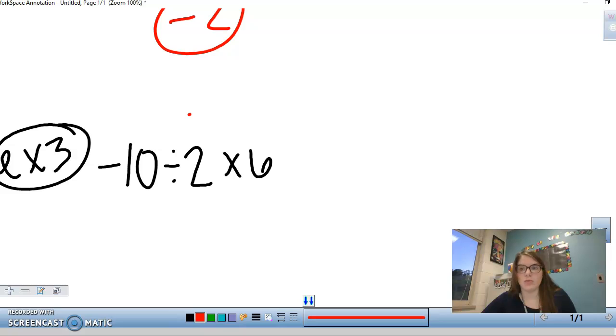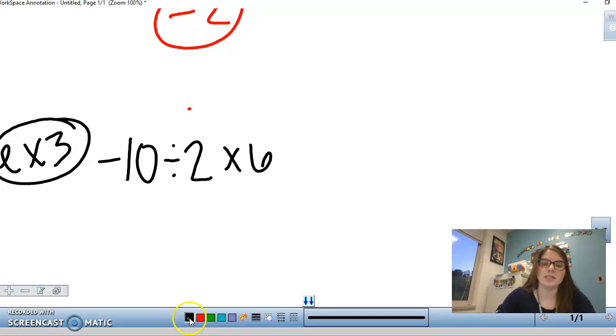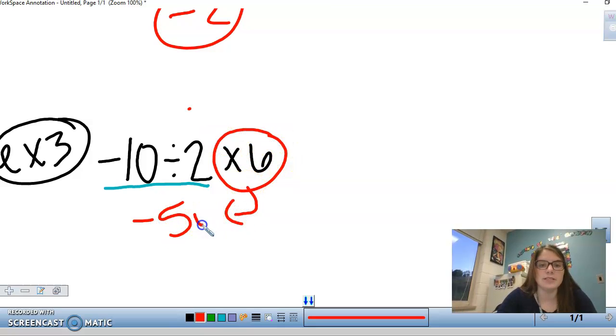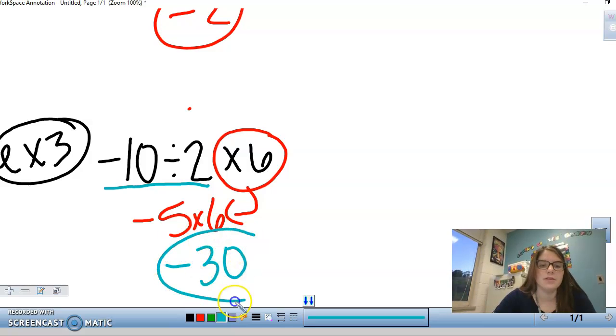When we have 3 numbers, the first thing we do, just like when we're adding and subtracting, is we're going to look at the first two numbers. So negative 10 divided by 2. They're different signs, so I know it's going to be negative, and 10 divided by 2 is 5. And then I'm going to bring down this last part, times 6. Well, negative 5 times 6, again, different signs, so it's going to be negative 30. Good job, there's your answer.